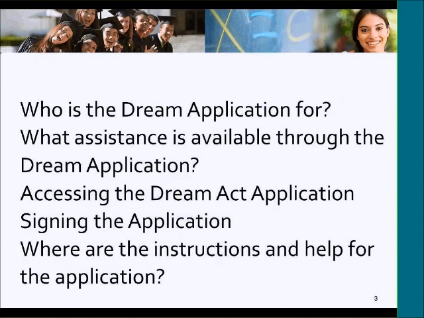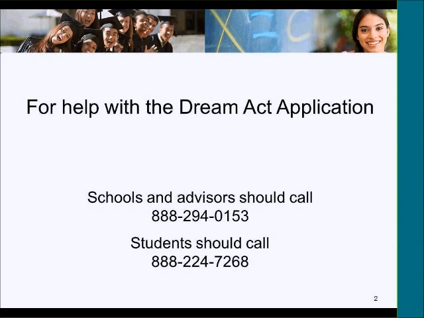So first of all, if you need help on the DREAM Act application, we would ask that the students call one number and that schools and advisors call a different number. The efficiency of supplying an advisor or a campus person with the information is better than trying to reach every single student individually. So we'll leverage this information through you. But if students have questions on their application or the process, they can call that student number that you see on the screen there.